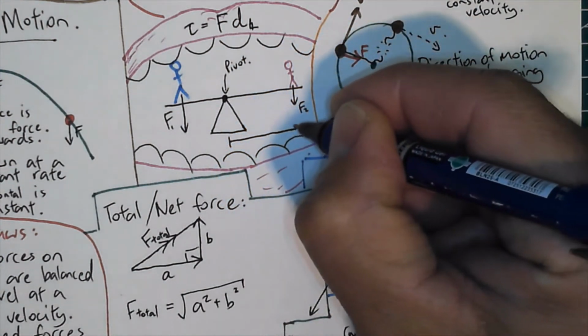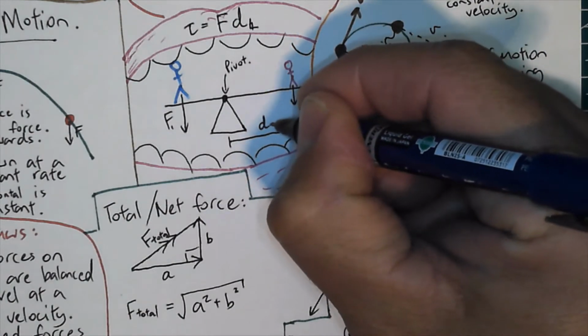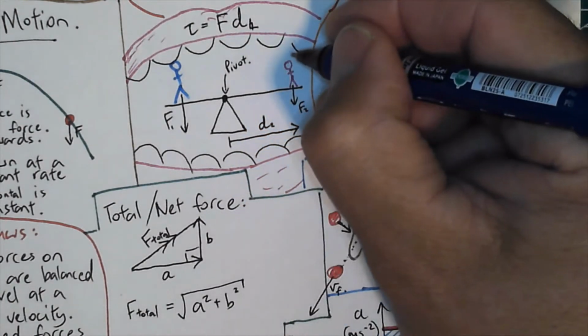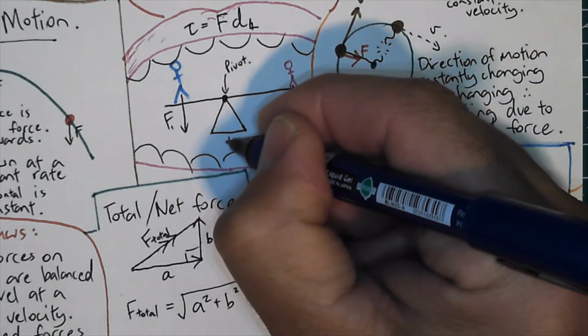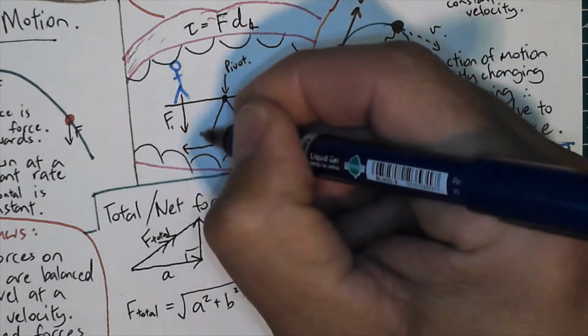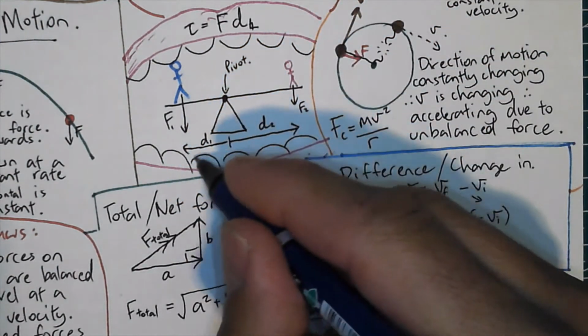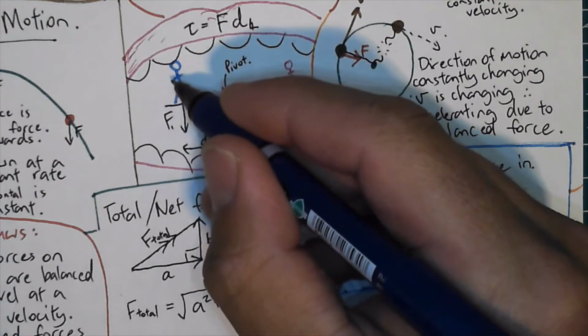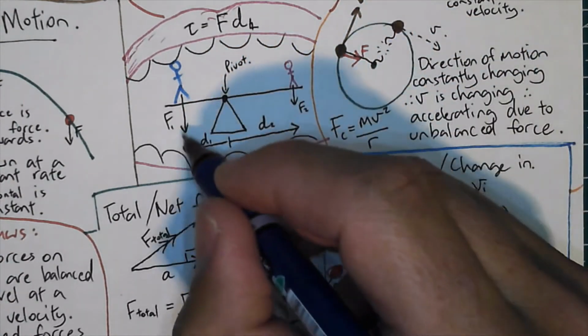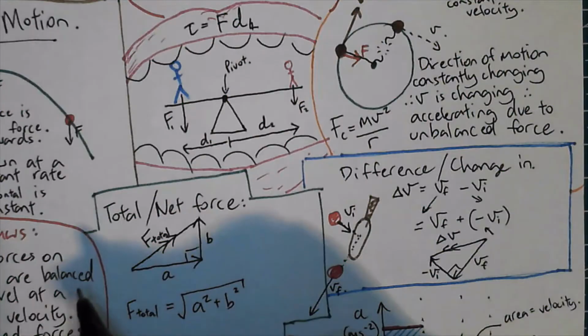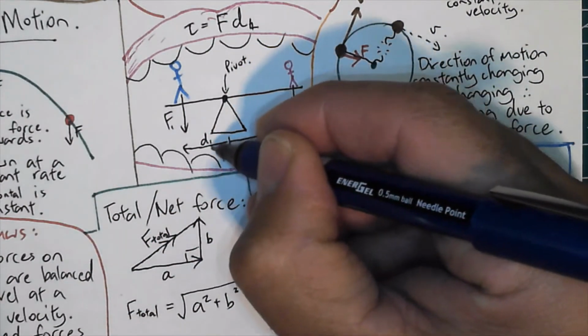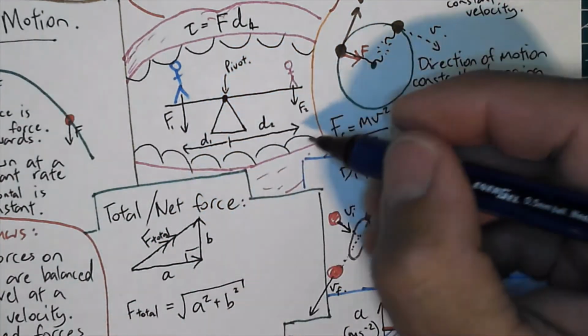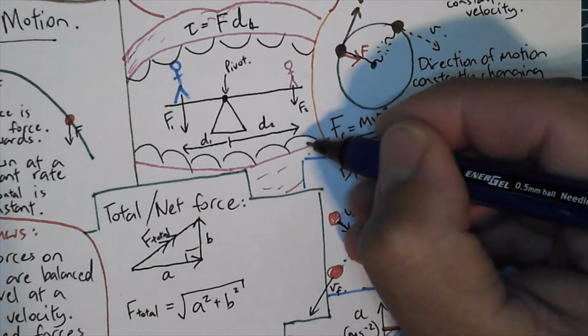So this here would be D2, so the distance to object 2, to this boy here, and this one here is D1, the horizontal distance or the right angle distance to object 1, this girl here. You'll notice that this displacement and this force are at right angles to each other, and there's the same case on this side.